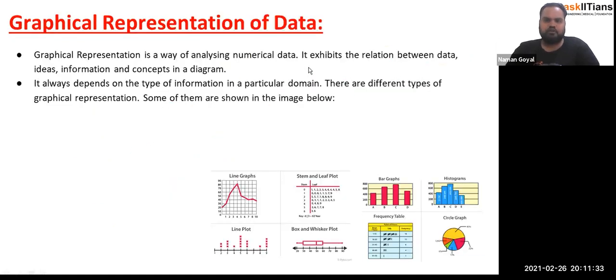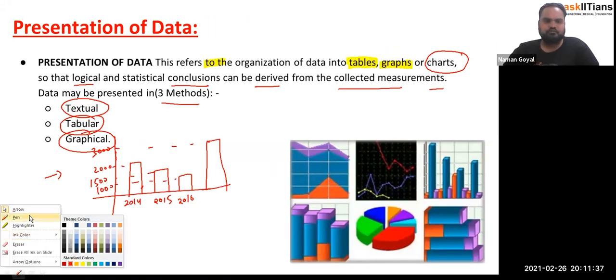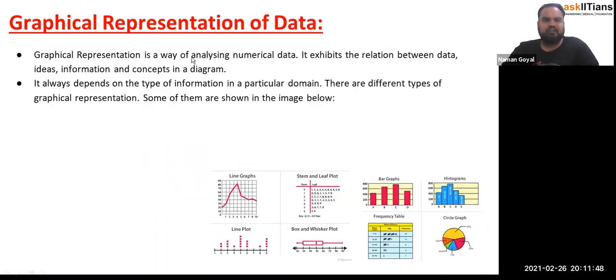Okay, got it? So if you see, there are some forms. This is graphical form. This is a chart. These are bar graphs. Okay, next is what?